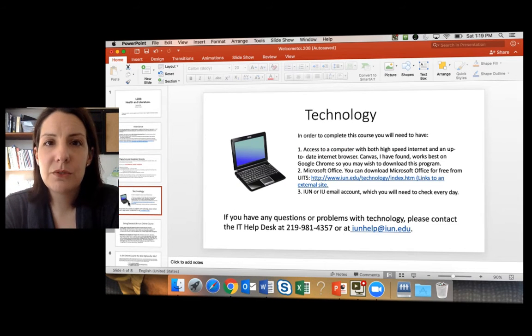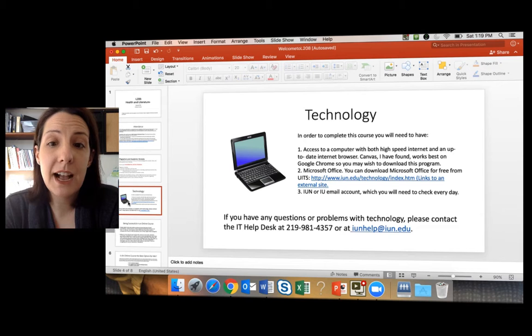And the final piece from our syllabus is technology. In order to complete this course, you need to have access to a computer that has high-speed internet and an up-to-date internet browser. I found that Canvas works best on Google Chrome, so I would suggest downloading that internet browser if you don't already have it.